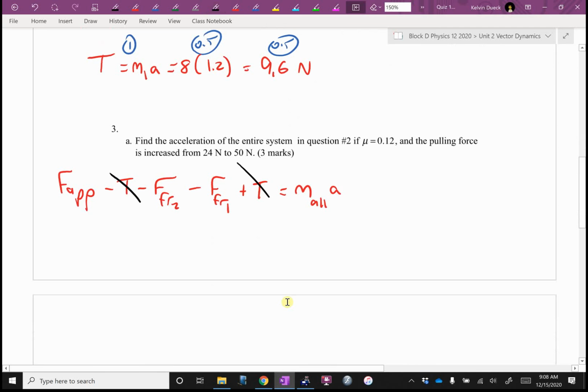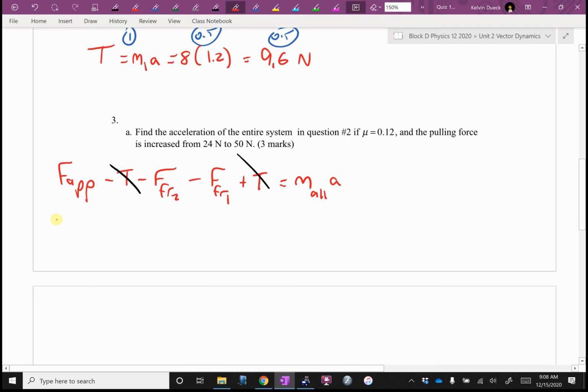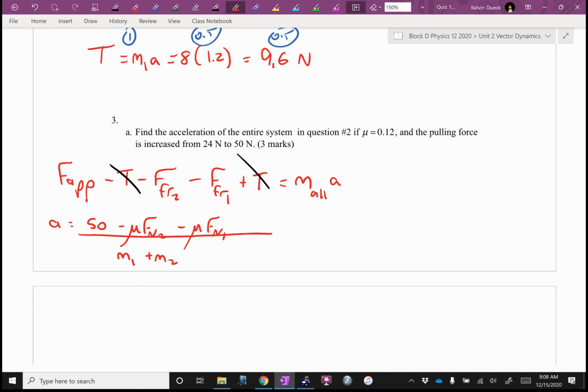And to get the A by itself, it's still going to be divide by M1 plus M2. The applied force is 50 minus mu times normal force number 2 minus mu times normal force number, I don't know normal force number 2. Oh, but look. Another force the same size as normal force number 2. What?